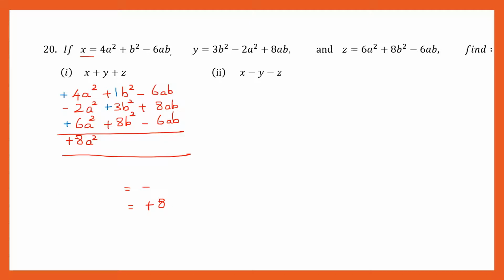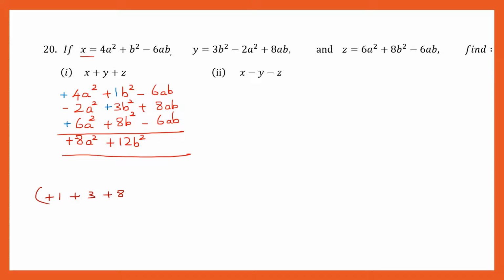Okay. Let's go on to the next one. Let's take b square. Take only the numerical coefficient, plus 1 plus 3 plus 8. Add it up. It's all addition, so we simply have to add. 1 plus 3 is 4. 4 plus 8 is 12. So this becomes plus 12b square.